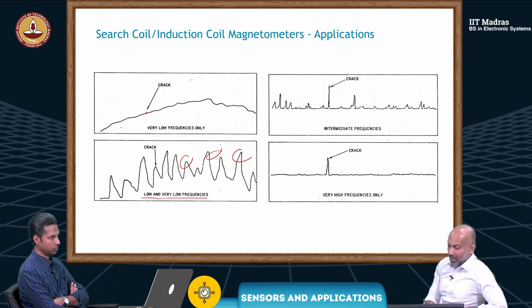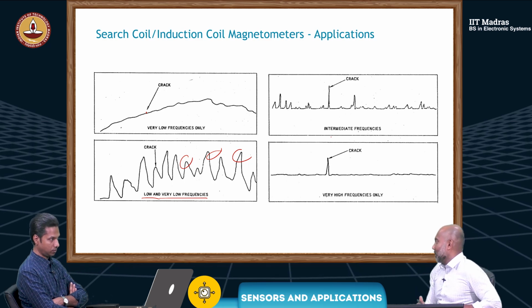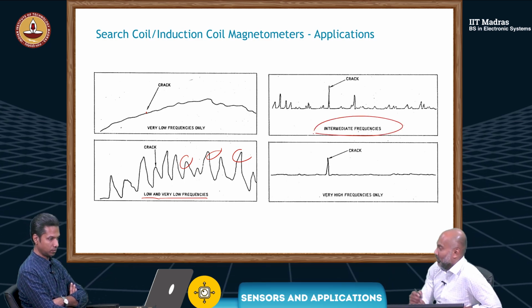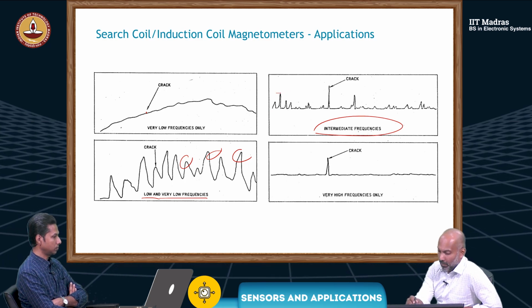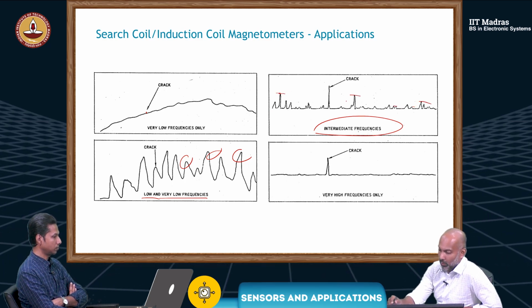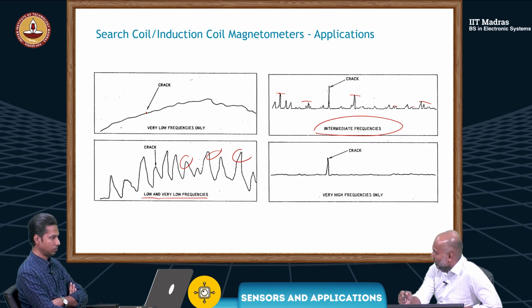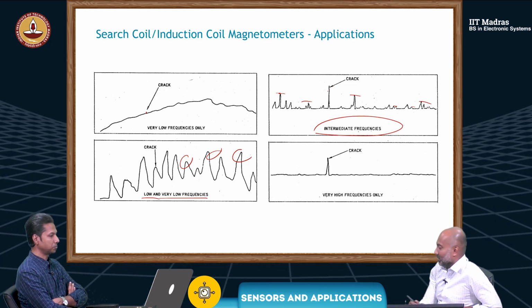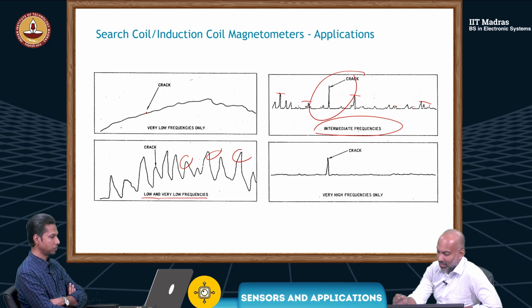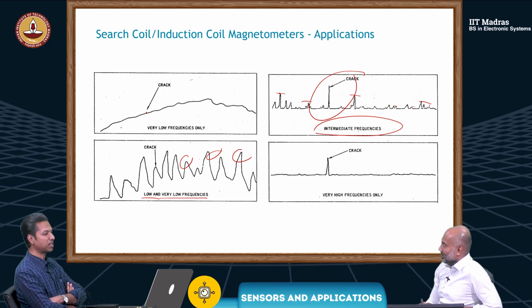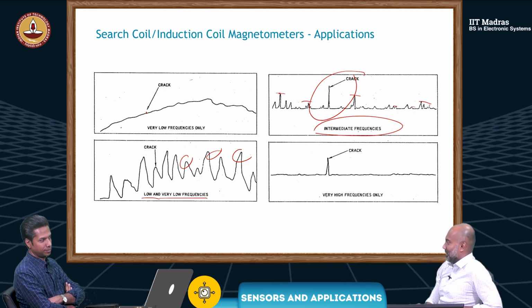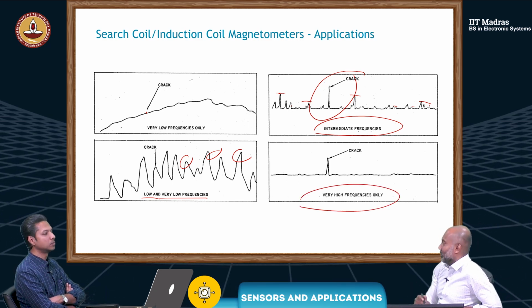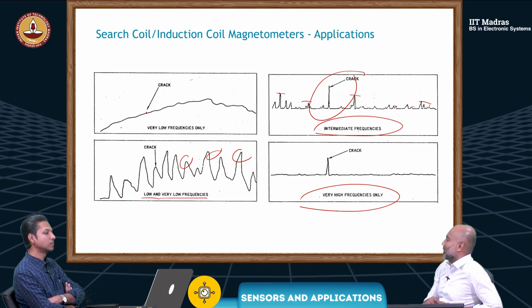Then, let's say you increase your bandwidth a little bit more. You have your intermediate frequencies. Now, you can see you have a few frequencies, but the amplitude is changing. The crack is becoming quite obvious now. But still, you have these other kind of peaks. We may get confused. So then you say, okay, you know what? I'm going to use a high pass circuit, very high frequencies only. Then you get rid of all the other frequencies.